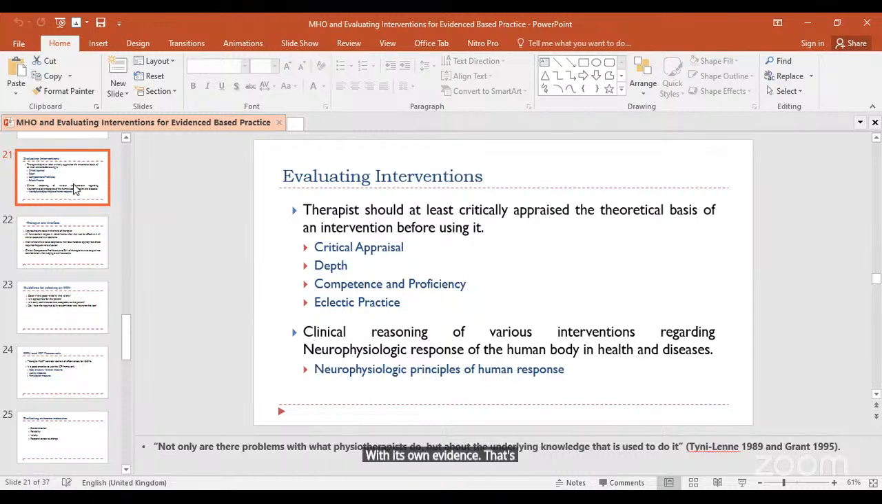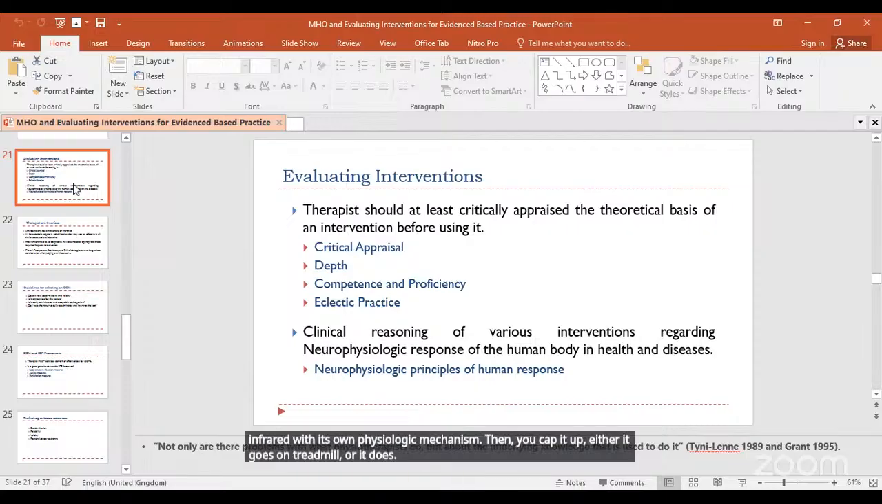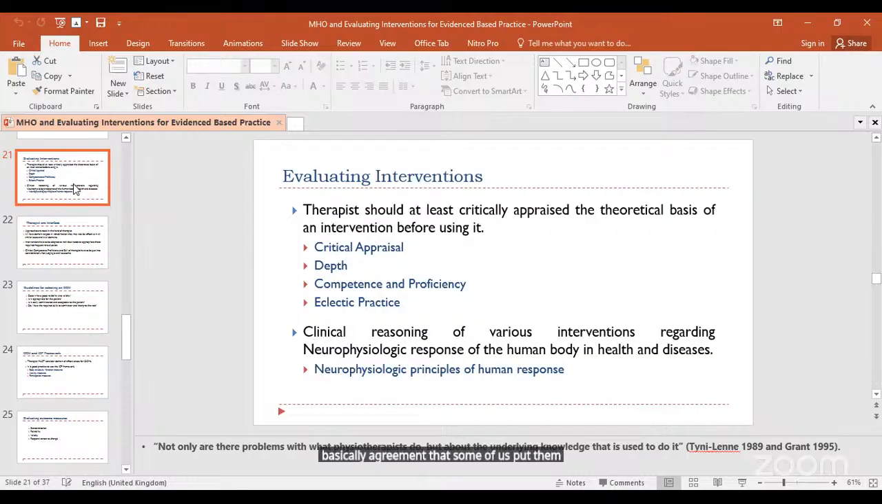That's true. Then you put the patient under an infrared lamp. Infrared lamp has its own mechanism of what you want to trigger in the patient, with its own physiologic mechanism. So you have PNF that you apply with its own physiologic mechanism, muscle strengthening with its own physiologic mechanism, infrared with its own physiologic mechanism. Then you cap it up, either it goes on treadmill or it does bicycle ergometer. Some of us put them on body blasters, multi-gym, all of them with different mechanisms.